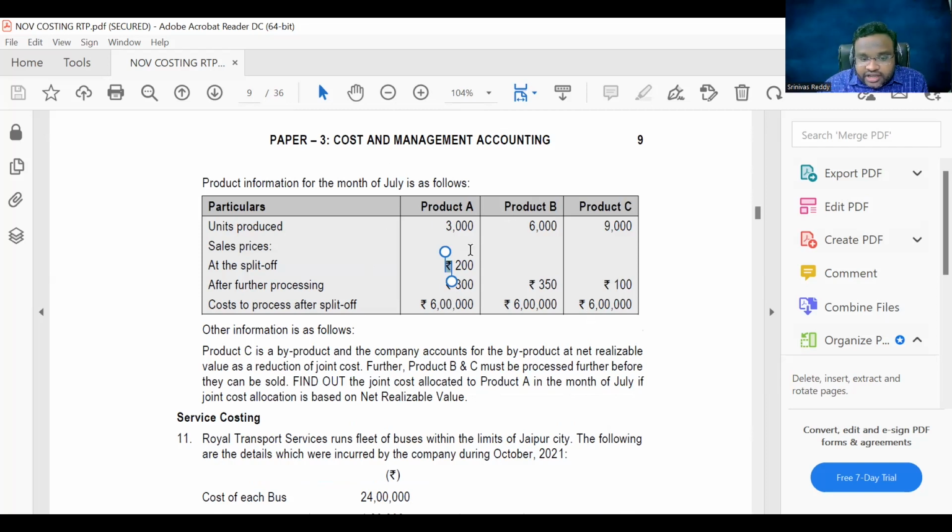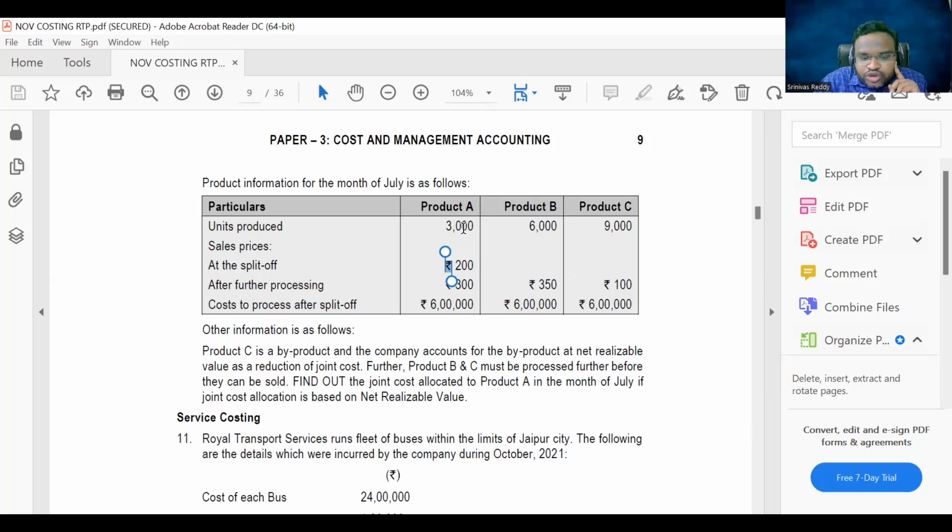So product A can be sold at split-off point, or can be sold after further processing. See the incremental profit. Should I sell at the split-off point or go with further processing? Because the option is there only for A. For B and C, you don't have the option to sell at split-off point. Now tell me, what is the incremental revenue of selling A after further processing? 300 minus 200, 100 rupees. Into how many units? 3,000 units. 3,000 into 100, how much will you get?